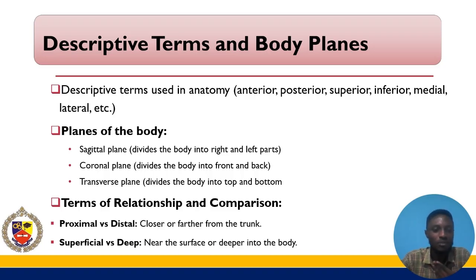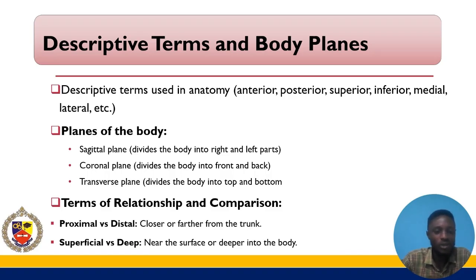You have the planes of the body, which include the sagittal plane, which is used to divide the body into right and left parts. You also have the coronal plane, which divides the body into front and back. You have the transverse plane, which divides the body into top and bottom.